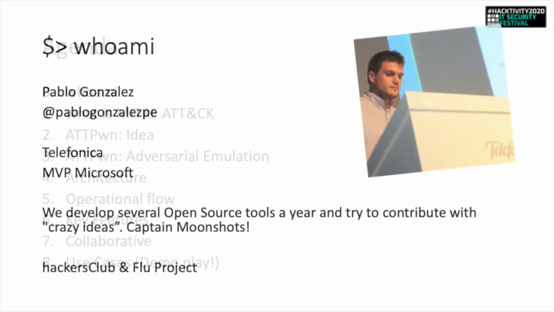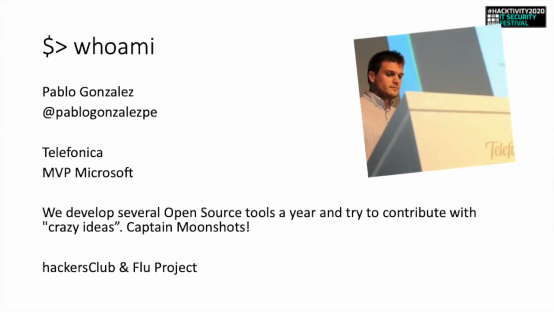First of all, let's introduce ourselves. I am Pablo González. I work at Telefónica in Spain in a pre-innovation department where we are very lucky to play with cybersecurity and artificial intelligence. We develop several open source tools a year and try to contribute with crazy ideas. I am a Microsoft MVP since 2017. I have written some books in Spanish about cybersecurity and I am a teacher at several universities in Spain.